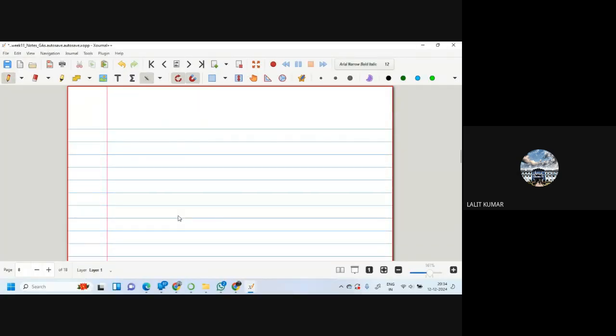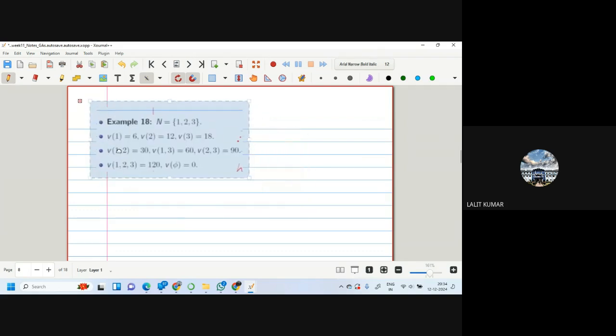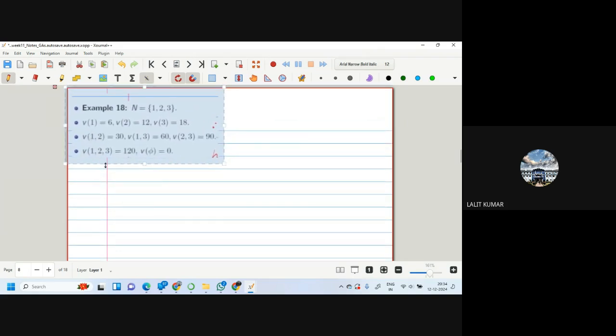I will solve this using the subgame way. First of all, I'll make the game table. There are three players, 1, 2, and 3. Their individual values are 6, 12, and 18.